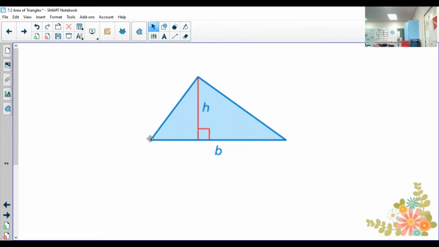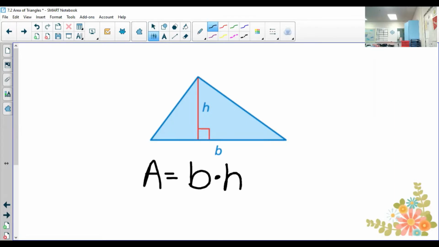So my formula, we use a capital A, and here's what we're going to do. We're going to take base times height, and then we divide by 2. Okay, remember a fraction means to divide. So if I put a divide sign here, or like a fraction, that's saying divide by 2. And you're thinking, okay, why are we dividing by 2?